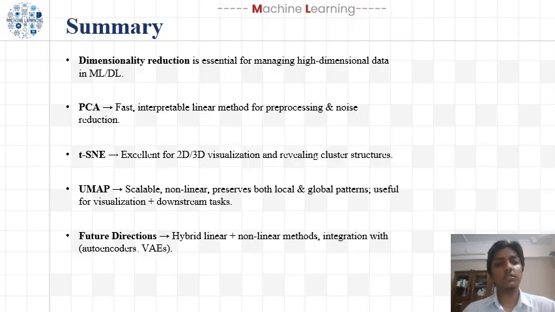And future directions are that we should create a hybrid that works on both linear plus non-linear methods and integrate neural network topics like autoencoders or variational autoencoders.